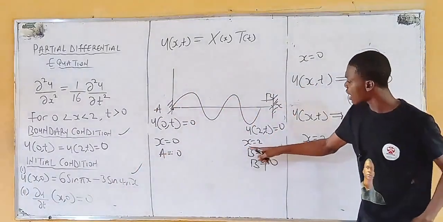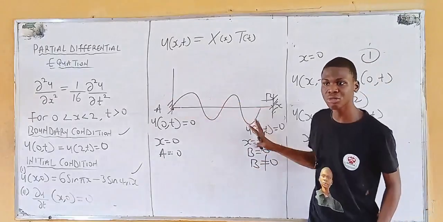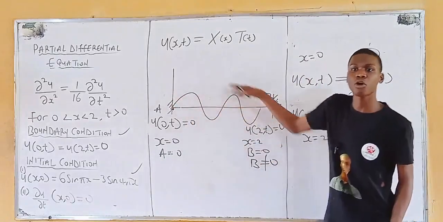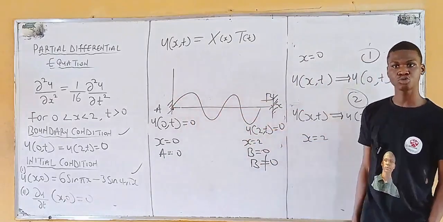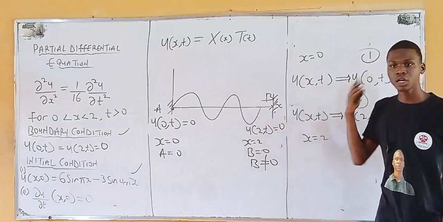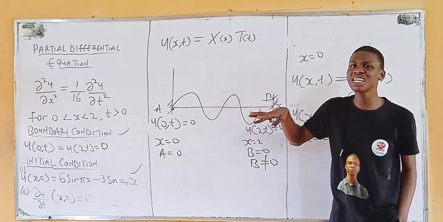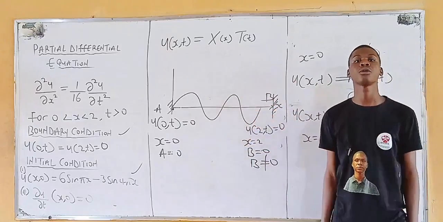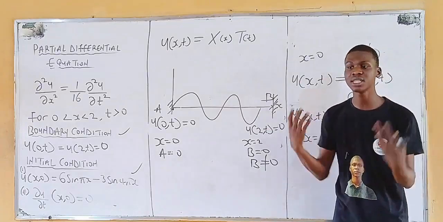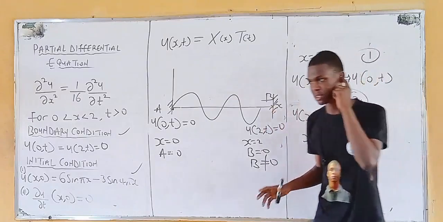Because from here, at B, I'm having x equals 2, meaning the total span, the total length. Over this total length, wave oscillation would have occurred before getting to x equals 2. I'm not saying for the total length that B is equal to 0. Does it make any sense? No. If I'm saying B is equal to 0, it means no oscillation has occurred. And if no oscillation has occurred, we've not done anything related to wave. You see what it means.